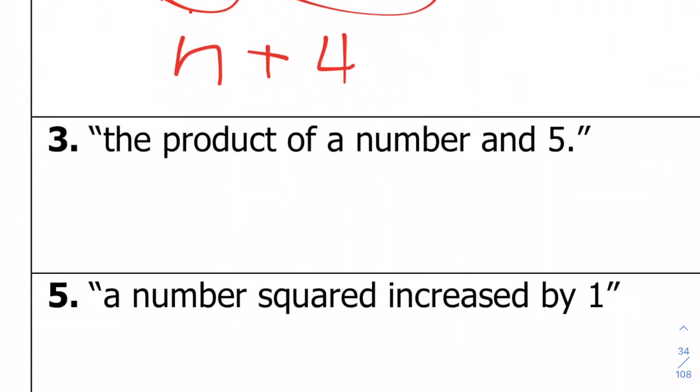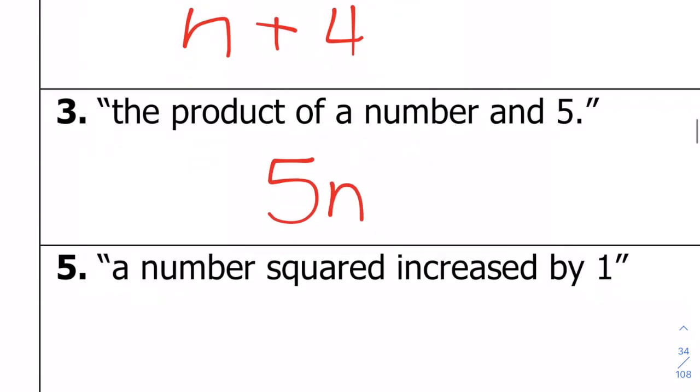Number 3, the product of a number and 5. Product is a key word that reminds me I will be multiplying these 2 quantities together, a number and 5. So when I multiply a number and a variable together, we always want to put the number first. This expression is 5n.